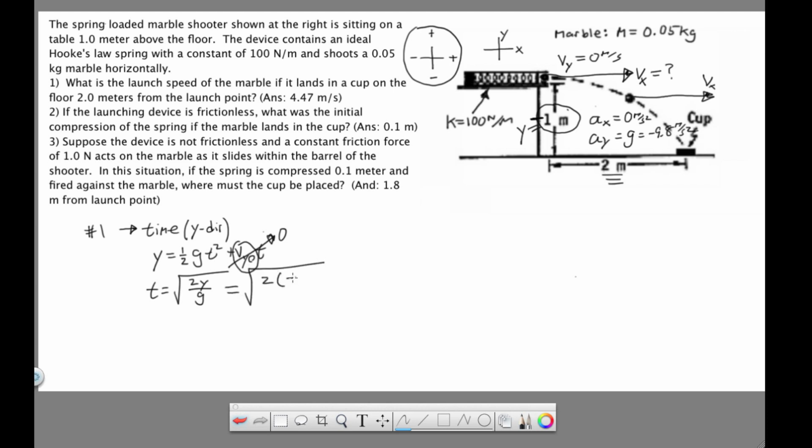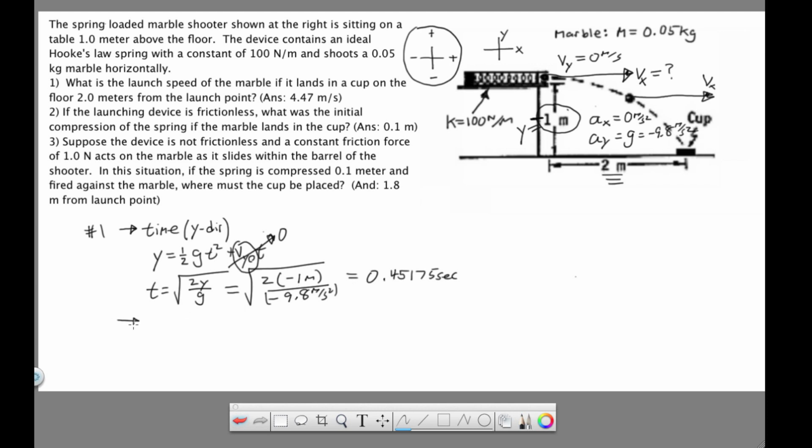Our vertical displacement is negative 1. Gravity is negative 9.8, so the negatives cancel inside the square root. And this gives us a time in the air of 0.45175. Don't round this because we're going to use this in a later calculation.